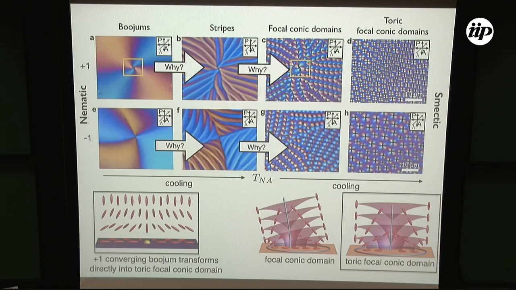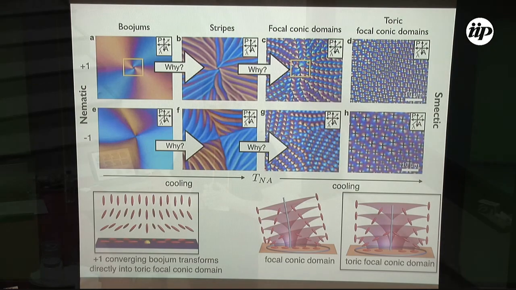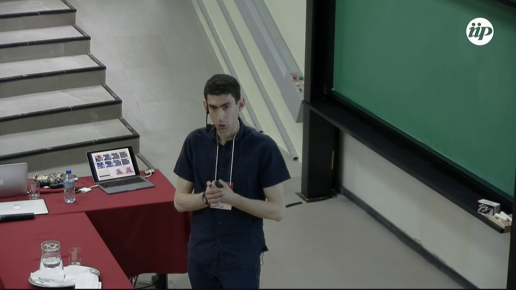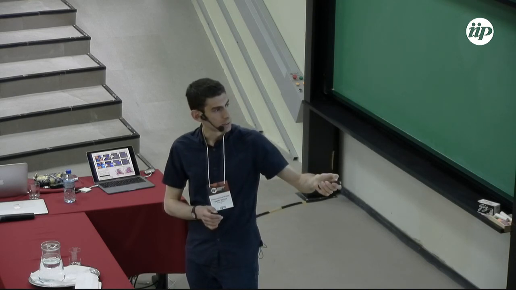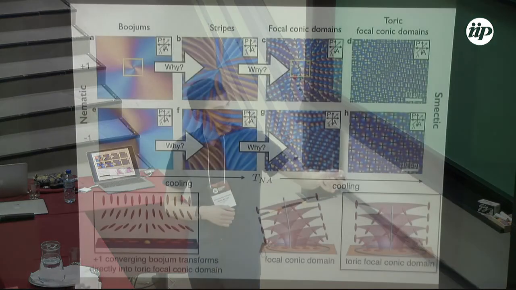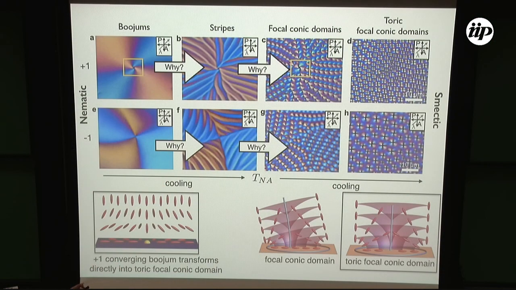All I can say, and I'll have images about halfway through the talk that'll show, they become centers of, they're sort of like the -1 in that the stripes are organized around them, and so the rows of focal conic domains are organized around them, but there's no obvious placement of the focal conic domains in relation to where that Boojum was.